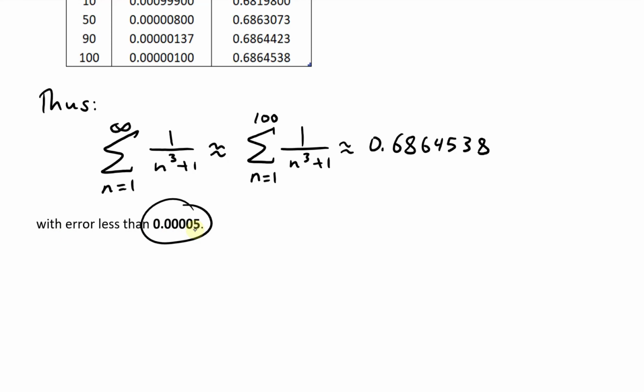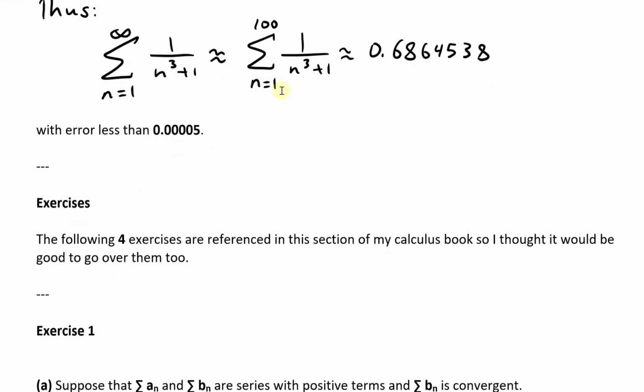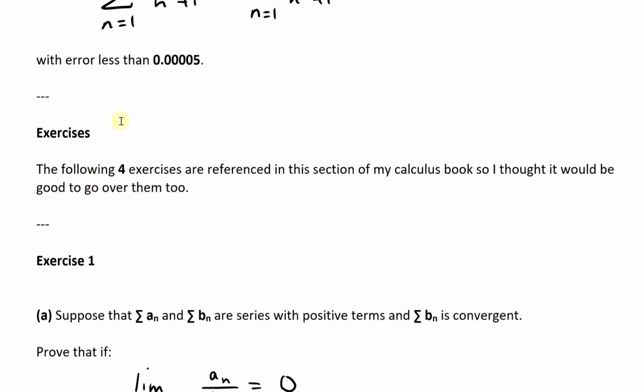So yes, fascinating stuff. Alright, so now I'm done with the section in my calculus book, and now I'm going to go over 4 exercises that were referenced in this section, and I think it's very useful to go over.